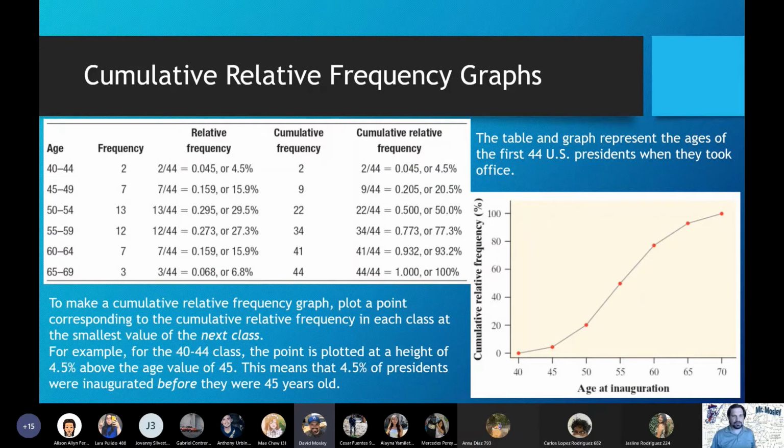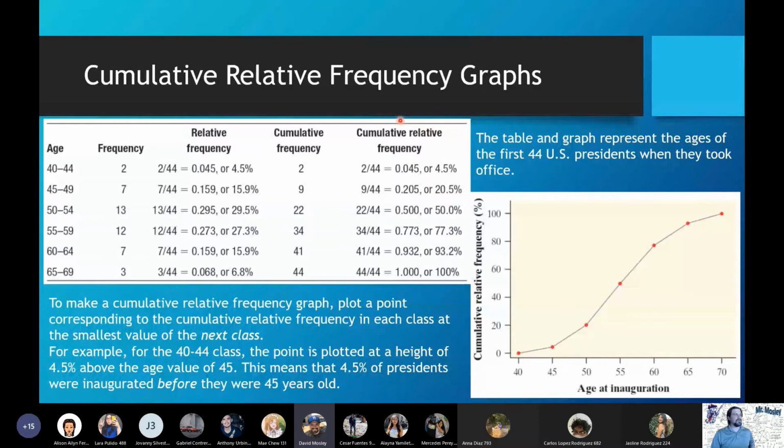The table and the graph represent the ages of the first 44 U.S. presidents when they took office. Here we have our table of values that goes from frequency to relative frequency to cumulative relative frequency.